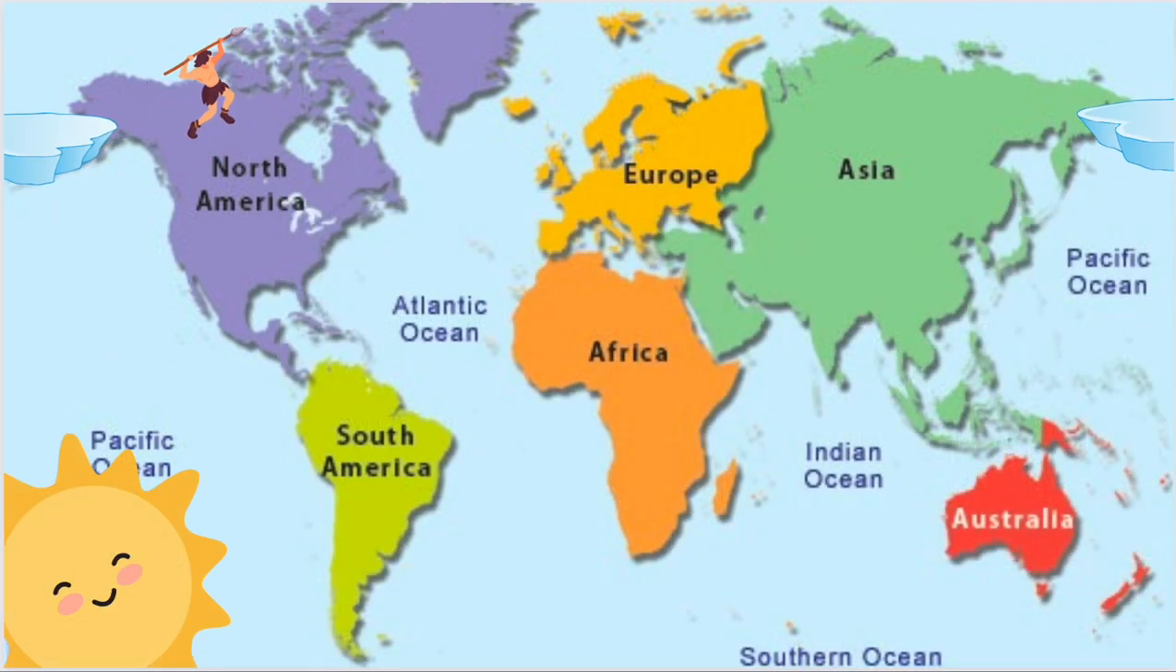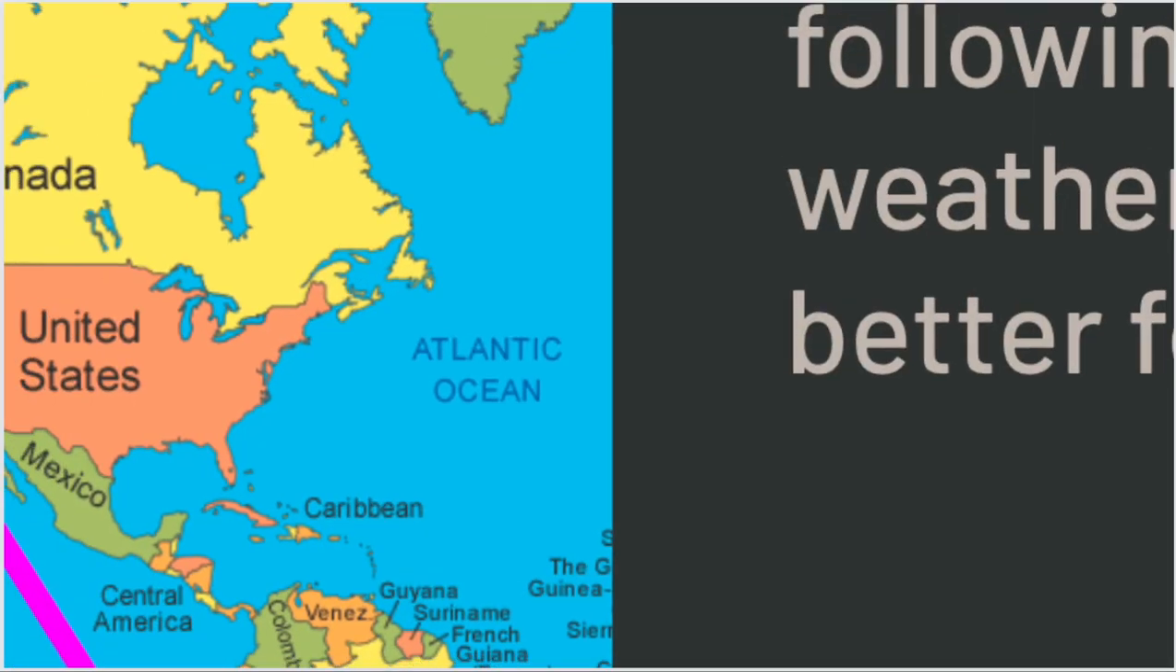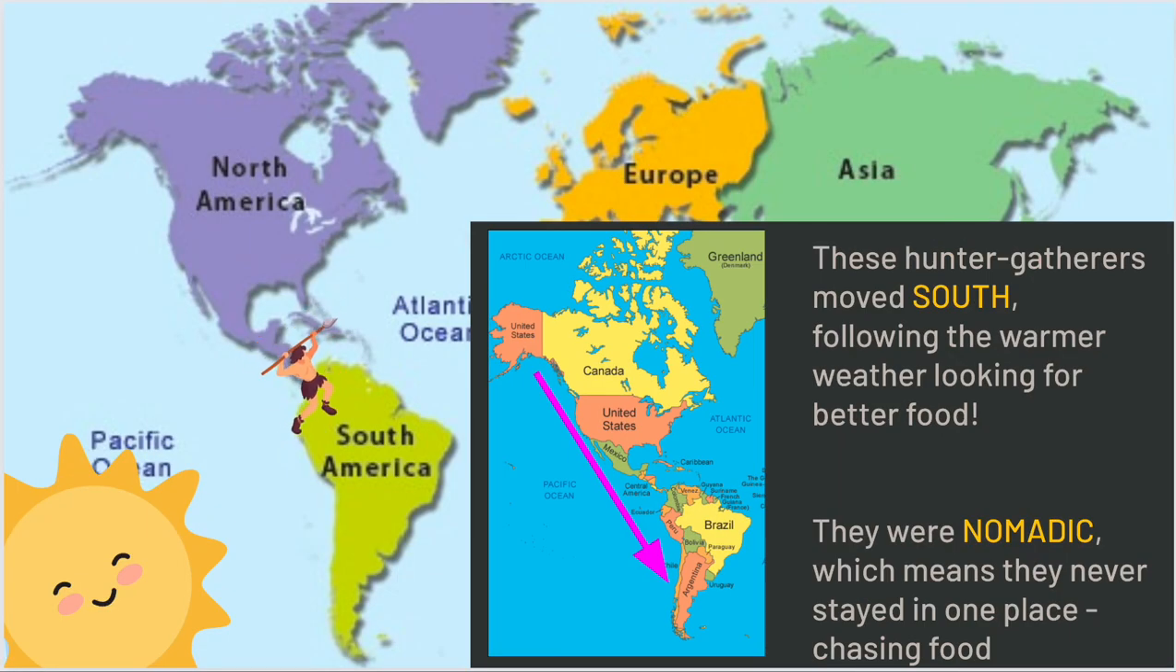Now, the temperature would eventually warm, and the Bering Land Bridge does not last forever. It will go away. And those Paleo-Indians will start moving down south. You'll see this pattern of these first humans moving south, and what they're doing is they're following warmer weather. They're looking for better food. This is called being nomadic. Nomadic means that they never stay in one place. They're always going to move towards where they can find food.